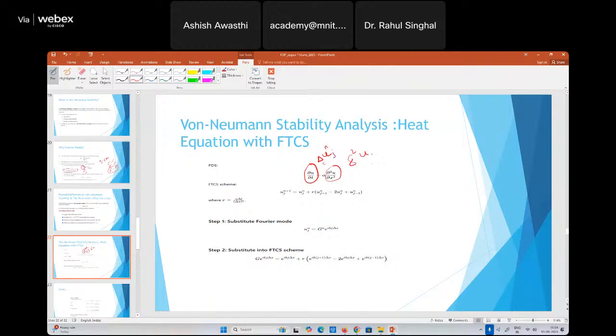Because you have already done the courses, you know that this is the popular FTCS scheme. Okay, I try to write it directly. I have not derived it because you already know it, right? So this scheme, can you tell me whether it is an explicit scheme or an implicit scheme?